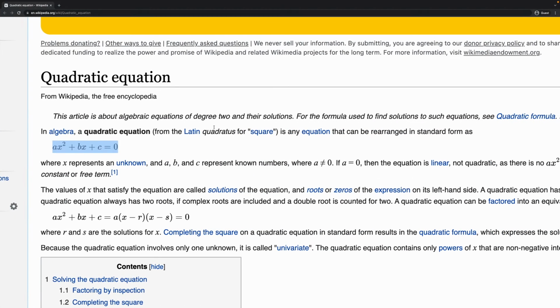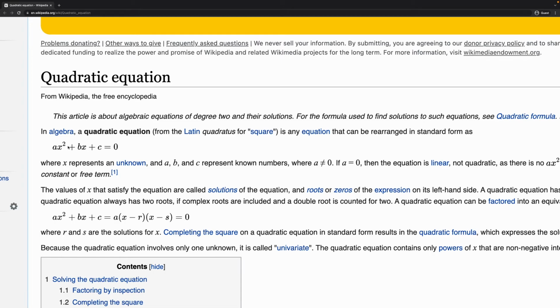So why do we have this assumption? We can see that if A is equal to 0, then the formula is bx plus c is equal to 0, right? It is not a quadratic equation. It is just a linear equation. So we assume that A is not equal to 0.